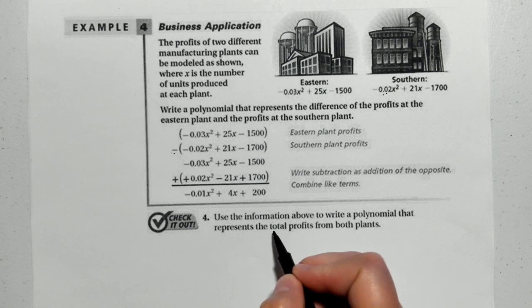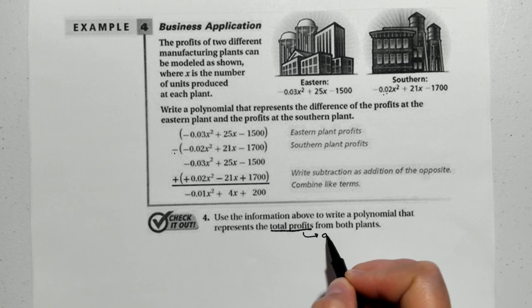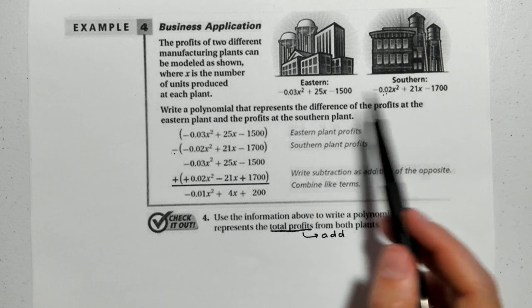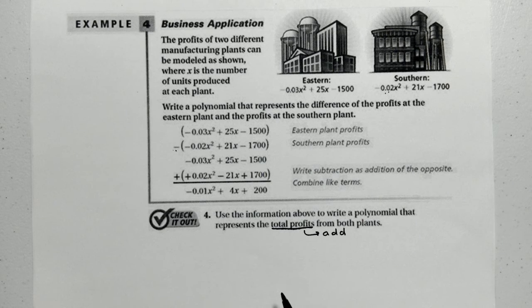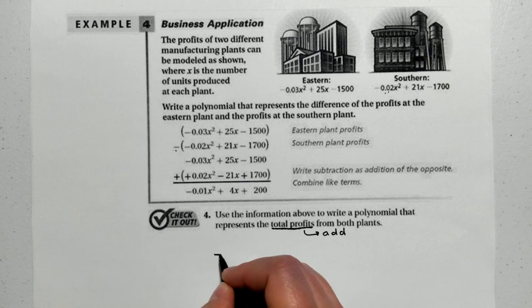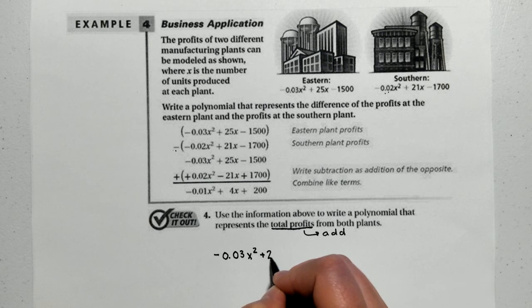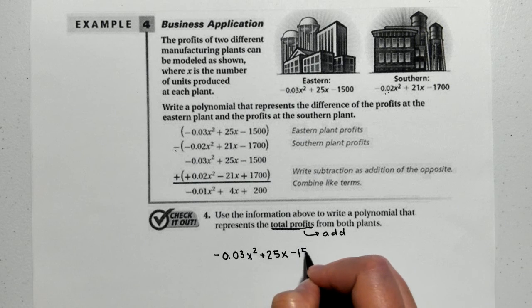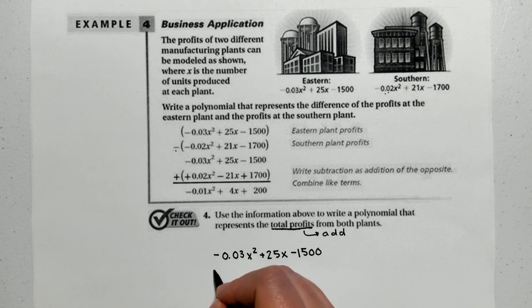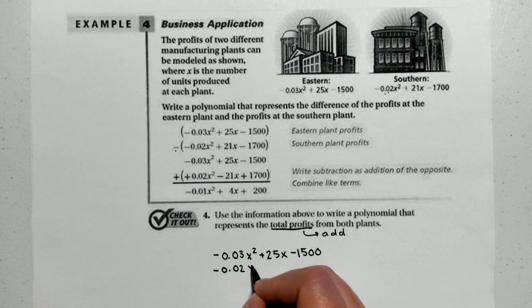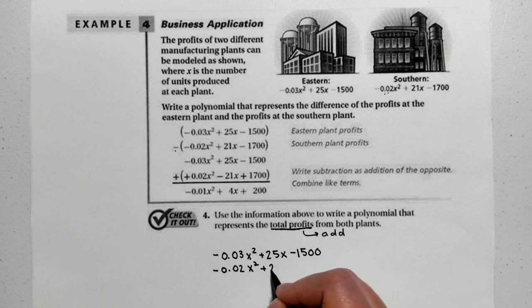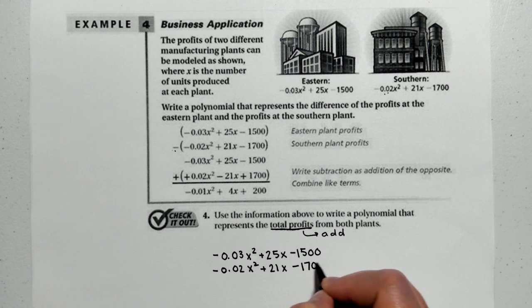So finding the total profits, that means we need to add. So we're going to add the eastern and the southern together. So I'm going to use the vertical method since they use that in this example, just so you can see that as well. So far I've been adding and subtracting the polynomials horizontally. So eastern was negative 0.03x squared plus 25x minus 1,500. And Southern is negative 0.02x squared plus 21x minus 1,700.